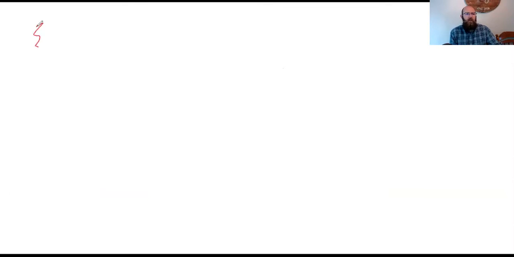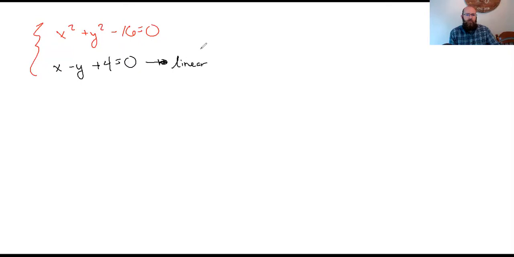Let us solve what is called a linear quadratic system. So x squared plus y squared minus 16 equals 0. And I'll switch colors up. And we have x minus y plus 4 equals 0. So I do just want to point out that this black one down here is the linear one, and the red one is the quadratic. Okay, so the top one, the red one, would create a parabola, and the black one would create a line.